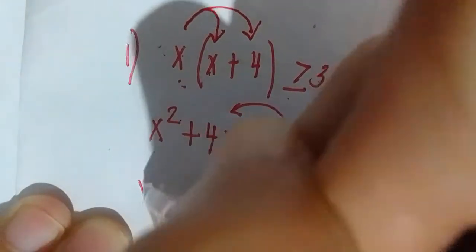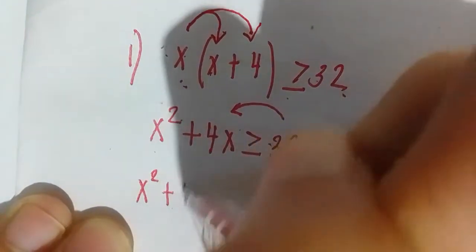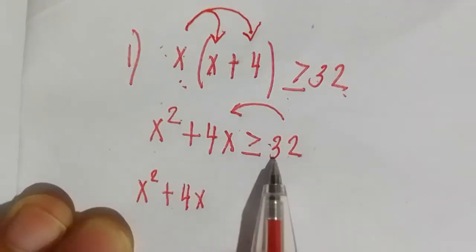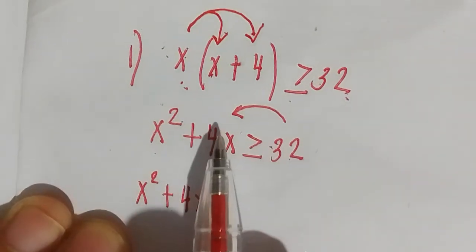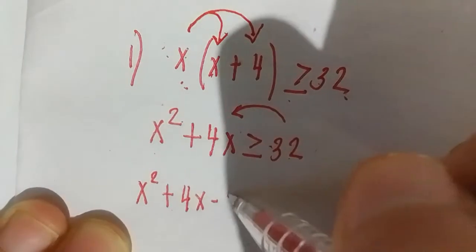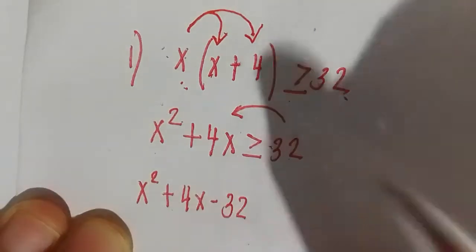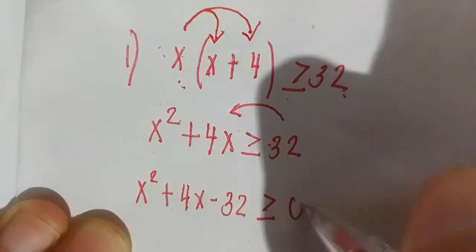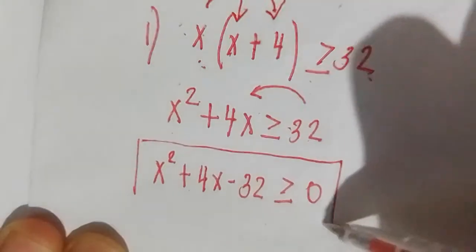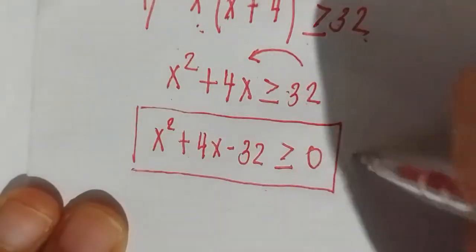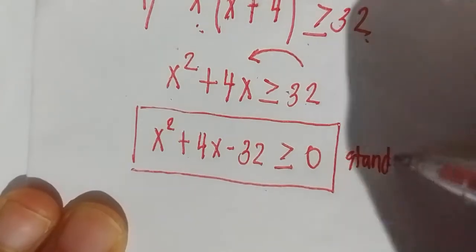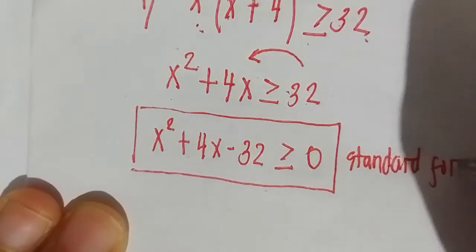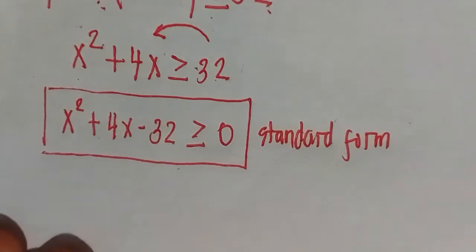So, let's rewrite: x squared plus 4x. Again, the positive 32 goes to the left side of the equation as minus 32, following the sign, greater than or equal to 0. So, that's it. Your quadratic inequality is now in standard form.